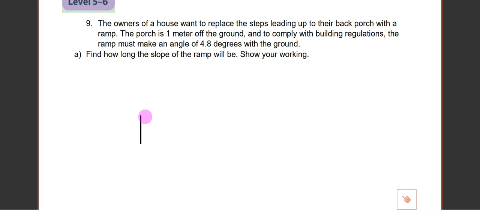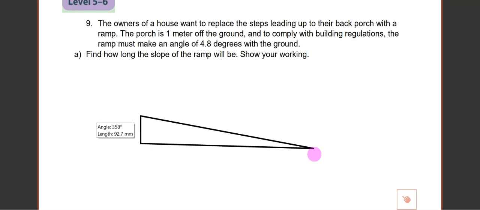Again, I'll draw a diagram, because that makes me realise what's going on. This is a right angle, this is the porch, imagine that's the porch, this is the ground, so that's 1 meter, and the angle is 4.8 degrees. Find how long the slope of the ramp will be, so that's my x.